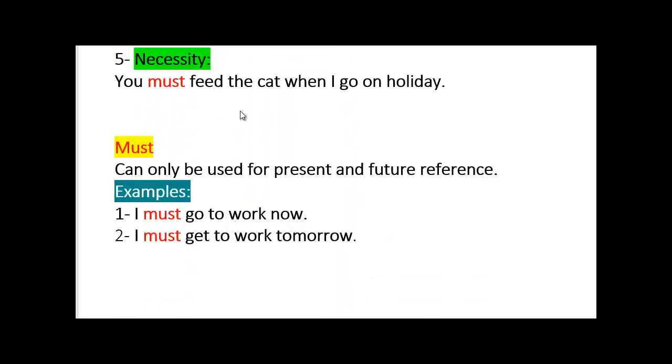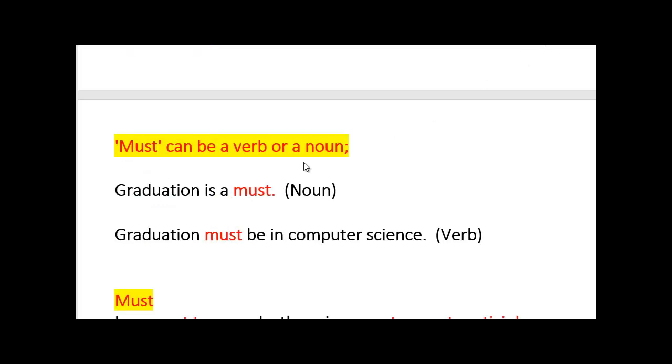All right, very good. Must can be used for present and future references. So you can say, I must go to work now, which is for present, or I must get to work tomorrow, here for the future reference. Just two examples for that. Must can be a noun and it can be a verb. So graduation is a must, that is a noun. Graduation must be in computer science, that's a verb, must be. So must here is coming as a modal or auxiliary assisting the verb be.